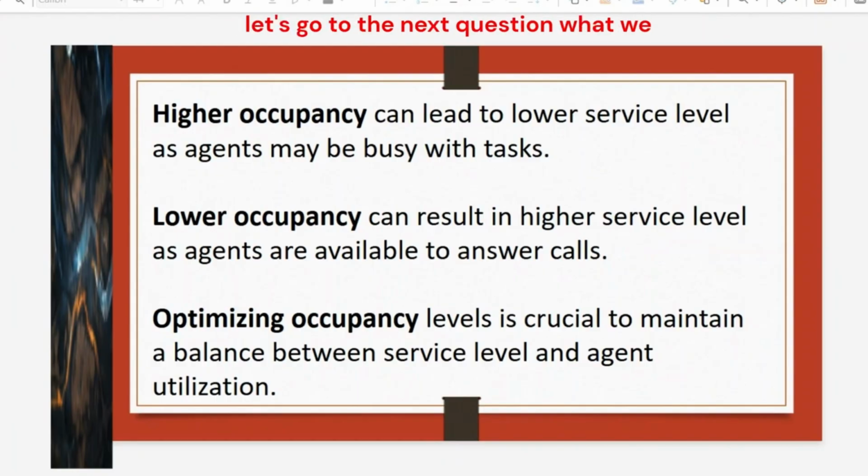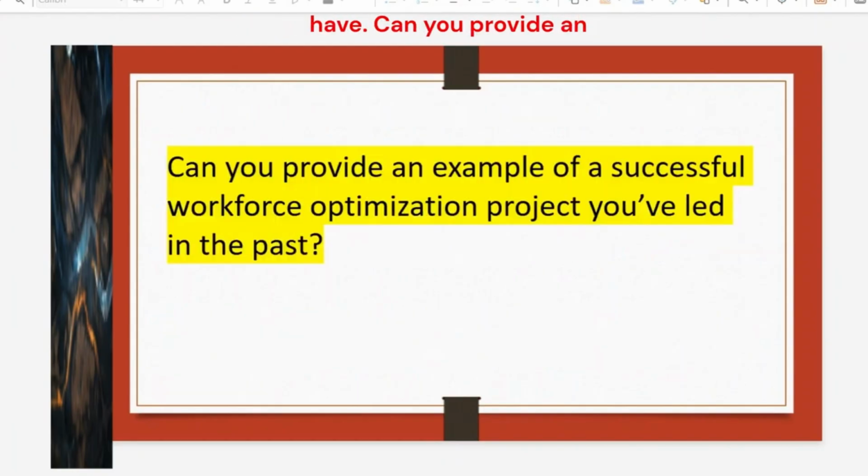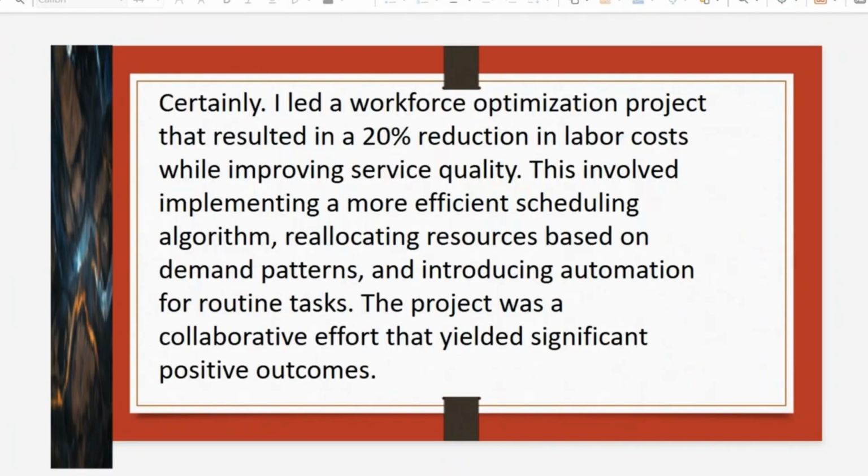Now let's go to the next question. Can you provide an example of a successful workforce optimization project you have led in the past? The answer you may provide: certainly, I led a workforce optimization project that resulted in a 20% reduction in labor cost while improving service quality. This involved implementing a more efficient scheduling algorithm, reallocating resources based on demand patterns, and introducing automation for routine tasks. The project was a collaborative effort that yielded significant positive outcomes.